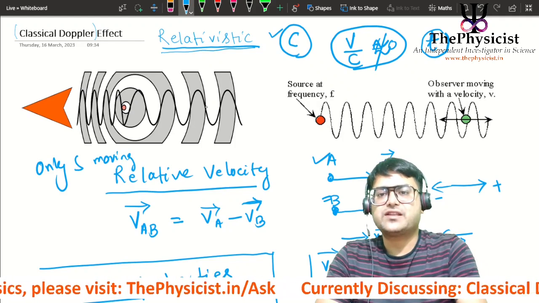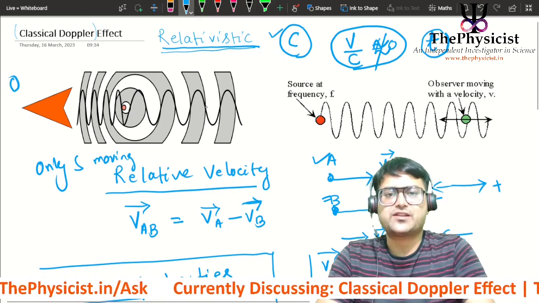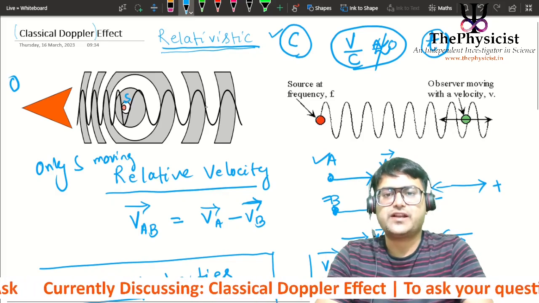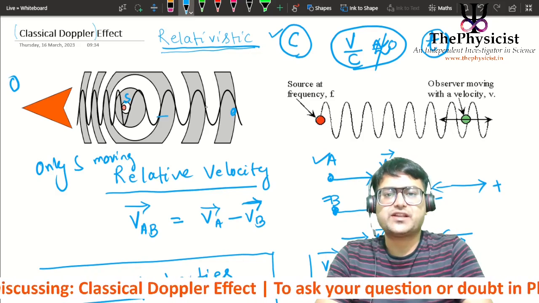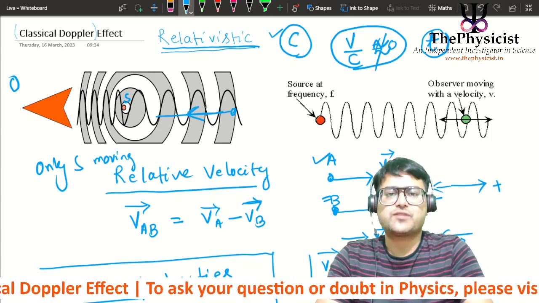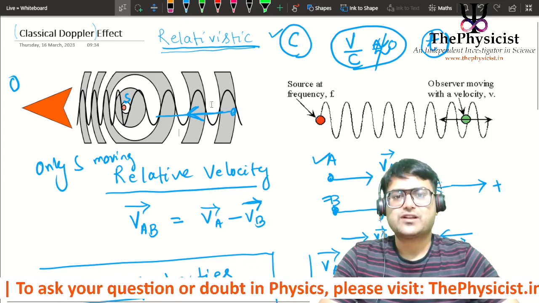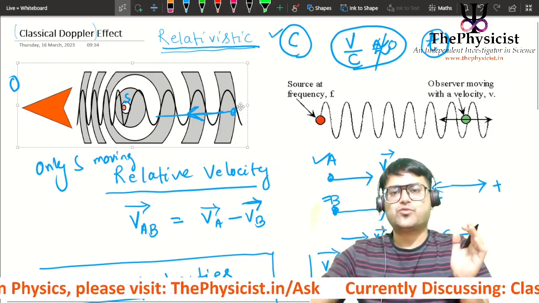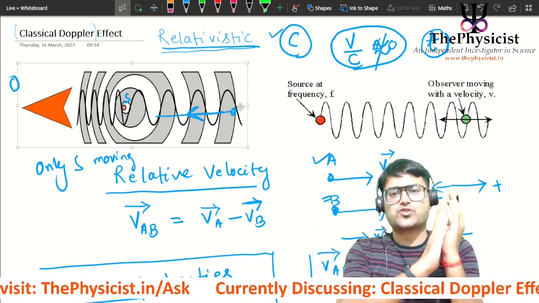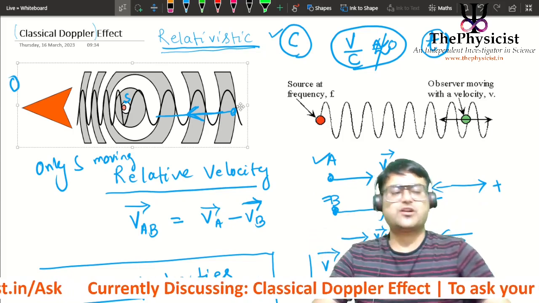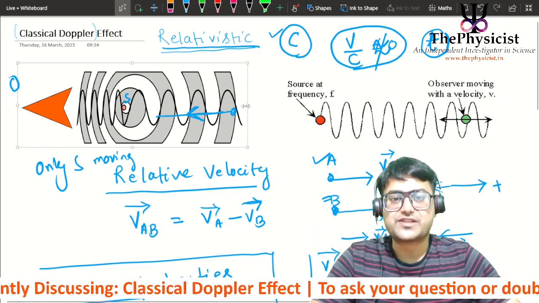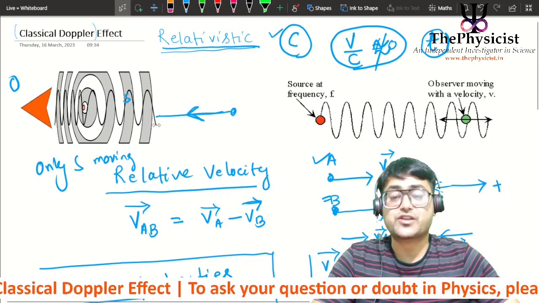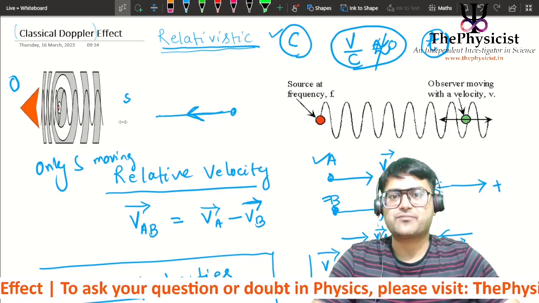In this case, the observer is here on this side. The source is, let's suppose, here, and the source was here initially. Now the source has moved towards the observer. So what really happens? Look, the wave is moving towards the observer, starting from the source, and the source is also moving towards the observer, so the wave gets compressed.